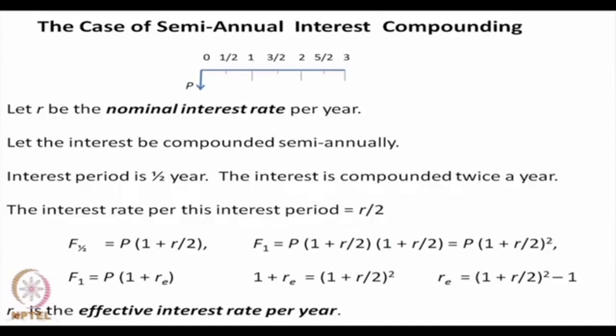Now, another interesting case is the case of semi-annual interest compounding. We have so long considered interest rates that are defined for a particular year, although we said that it is a particular period, but we almost implicitly assumed that one period is equivalent to 1 year. Quite often interests are compounded more frequently than once in a year. In this particular example, we are considering interest rates that are compounded twice in a year. That means, the time period for which the interest is compounded is half a year. So, it is a case of semi-annual compounding.